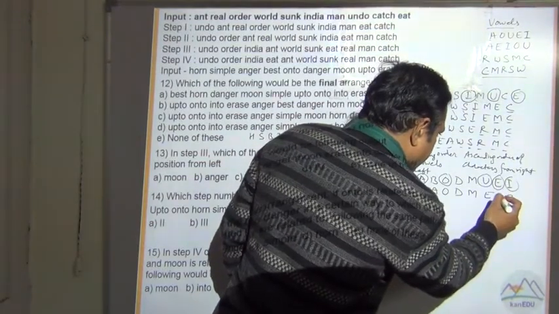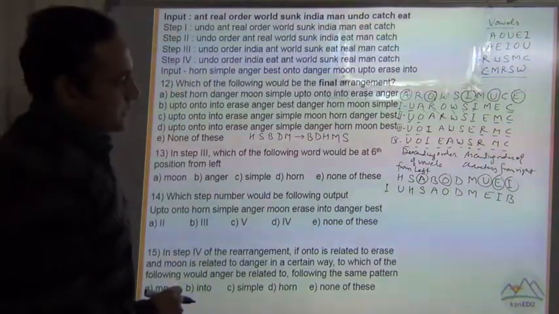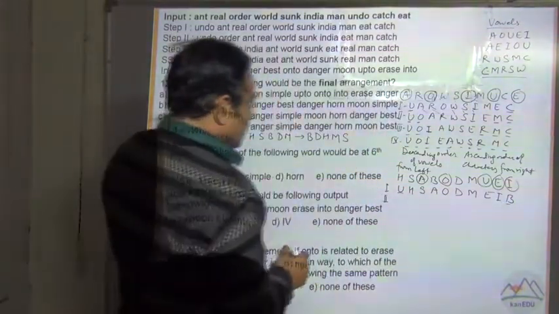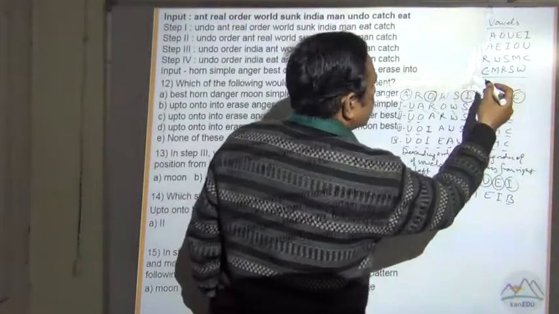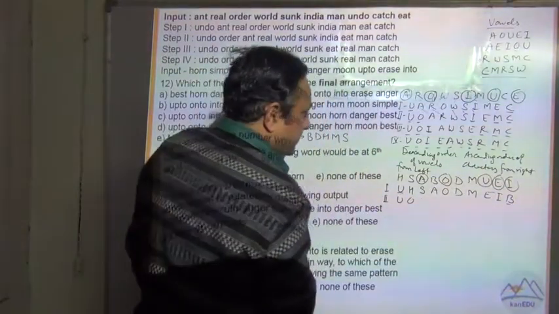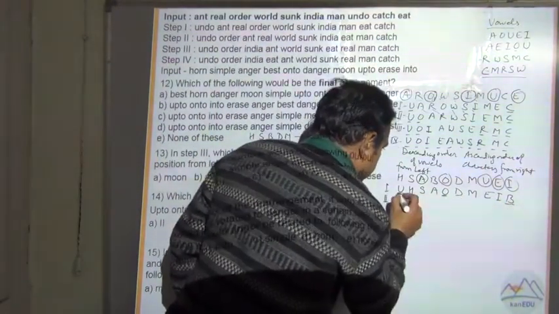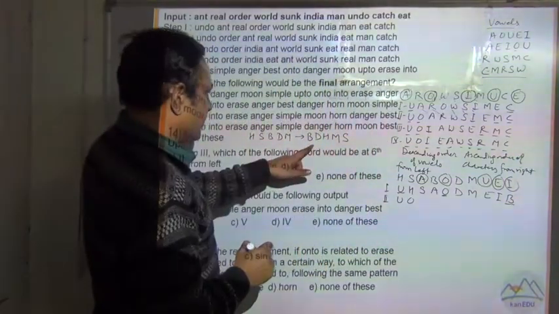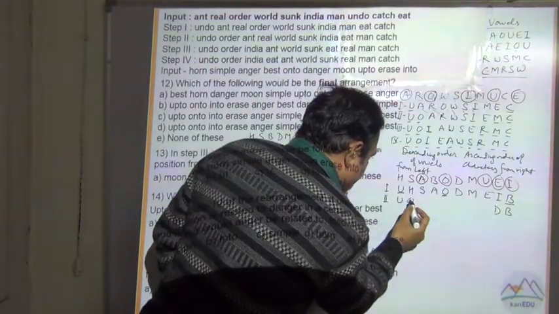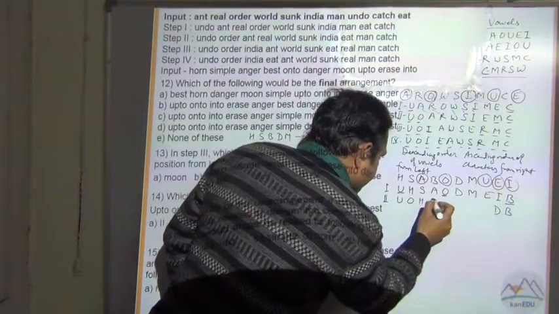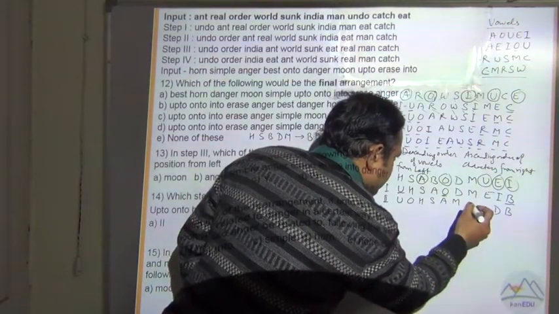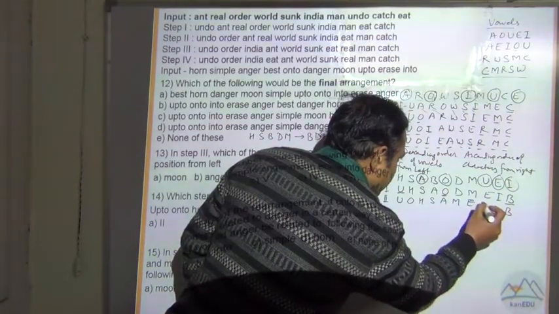So E, I. Okay, I is left. Now step 2. We got U, we got B. Now after U is O. So this will go, and which one will go? D will come here, B will come here. Now let's put all the characters after U, O, then H, S, A, B has gone there, then M, E, and then I.